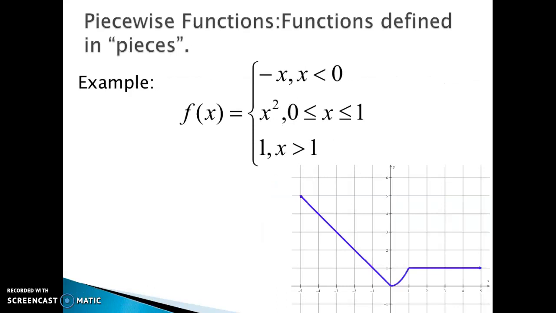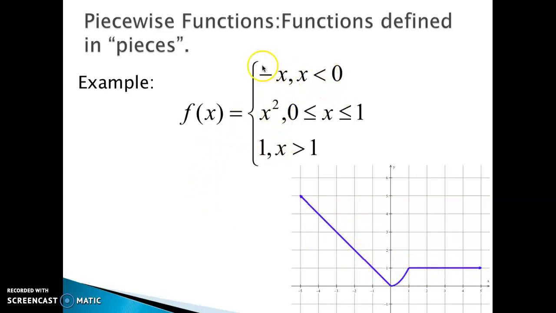Piecewise functions. Piecewise functions are functions that are defined in pieces. For instance, this function looks like y equals negative x in the domain less than 0. So from negative infinity to 0, this function looks like the function y equals negative x. And then this function looks like the parabola y equals x squared from 0 to 1. And then after 1, this function looks like the constant function 1. So this is called a piecewise function.